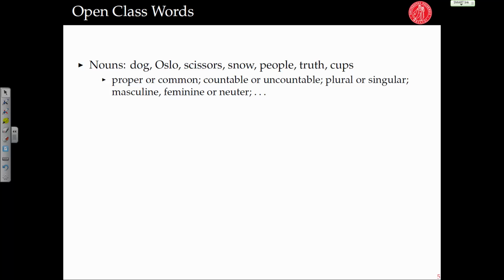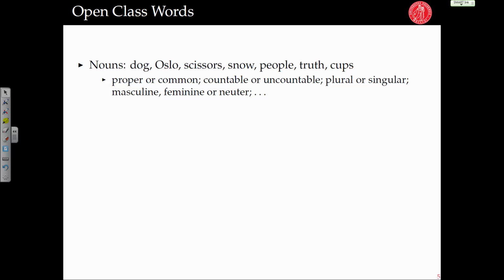But this concept, nouns, can be further refined to make distinctions between the different types of nouns. So we have proper nouns and common nouns. Proper nouns are nouns that are naming institutions, people, cities, whereas common nouns are more like for things. You can also distinguish between count nouns and mass nouns, or countable and uncountable nouns.